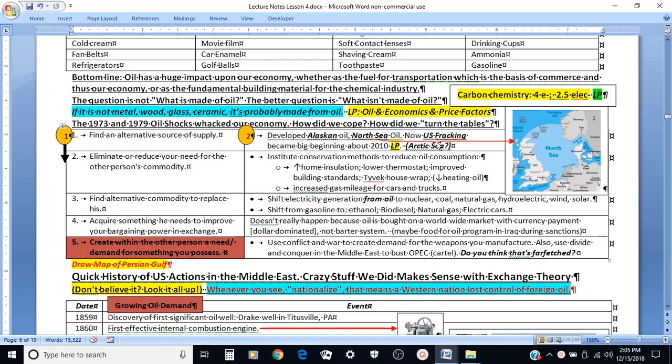So U.S. fracking became big, and that has allowed the United States to be the biggest producer of oil in the world. You don't think of the United States as being the biggest producer of oil. You think of some Middle East country, like Saudi Arabia or whatever, right? Maybe Russia, but now it's the U.S. We've passed both of them.